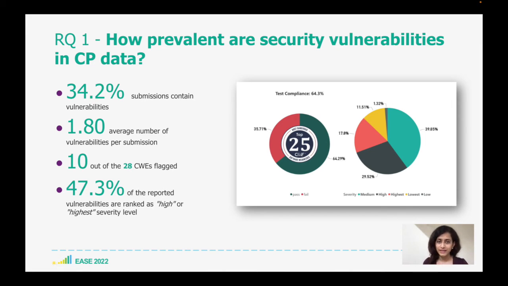was about 1.8. We also used Parasoft C++ test to analyze the dataset's compliance with the top 25 CWE plus on the CUSP 2019 list as a security standard. Compliance testing of the dataset resulted in 10 out of the 28 CWEs being violated, which accounts for 64.3% of compliance. The severity of the vulnerabilities as reported by the toolkit is depicted in the figure. 47.32% of the reported vulnerabilities are ranked as belonging to the high or highest severity level.